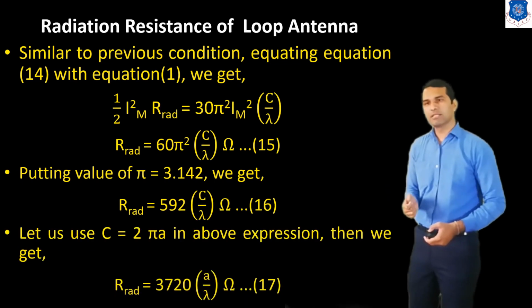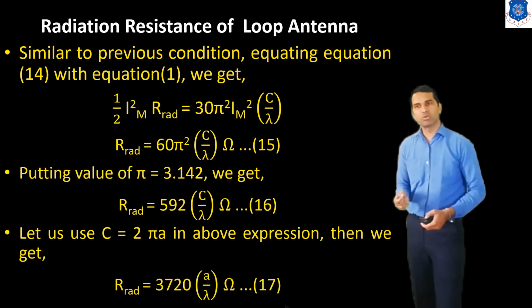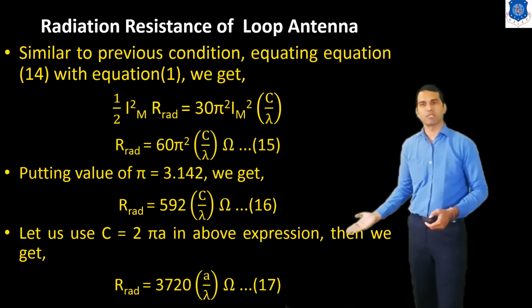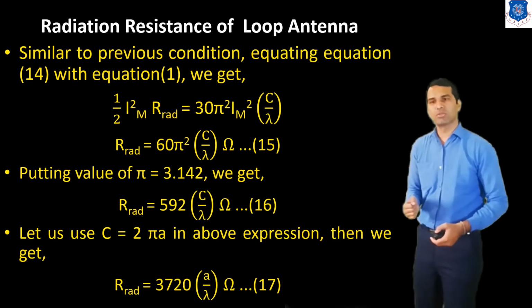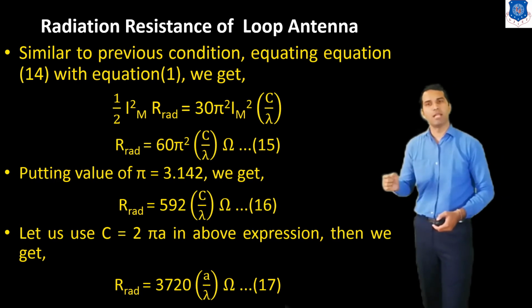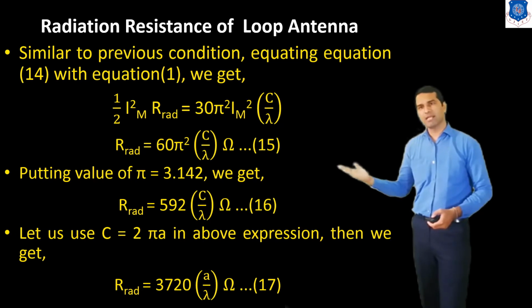Now let us consider C is equal to 2 pi a in the above expression. Then we can write this equation as r radiate is equal to 3720 a by lambda ohm. So we can write the radiation resistance in different forms like this.